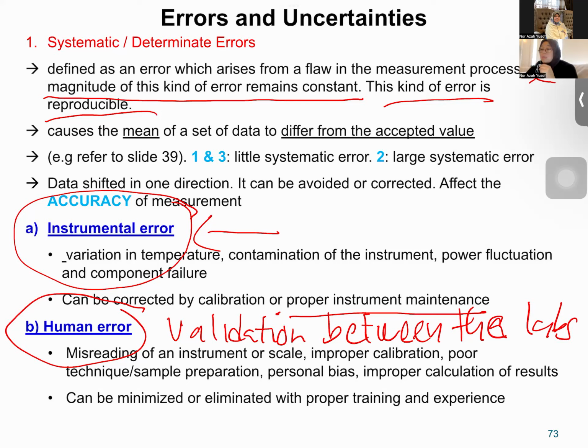Okay, so the third one, which is not in the slide, is the method error. We have Atika. Atika, what is an example of method error? It's not human, it's not instruments. The method is not suitable for the sample. Yes, continue.